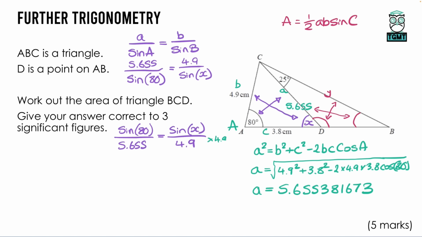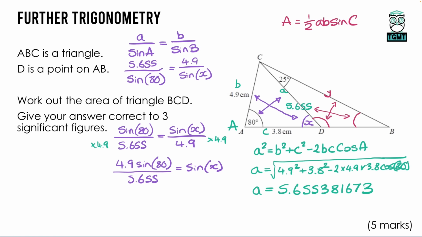If we multiply both sides by 4.9, we'll have something we can type in our calculator and we will get that angle. So we have 4.9 sine 80 over 5.655. That's equal to sine x. Now we want to know what x is, and hopefully you are confident with trigonometry in the sense that we need to do the inverse of sine. You can type it all in one go, or you can type in 4.9 sine 80 over 5.655 and then do the inverse sine of your answer. That's how I'm going to do it.